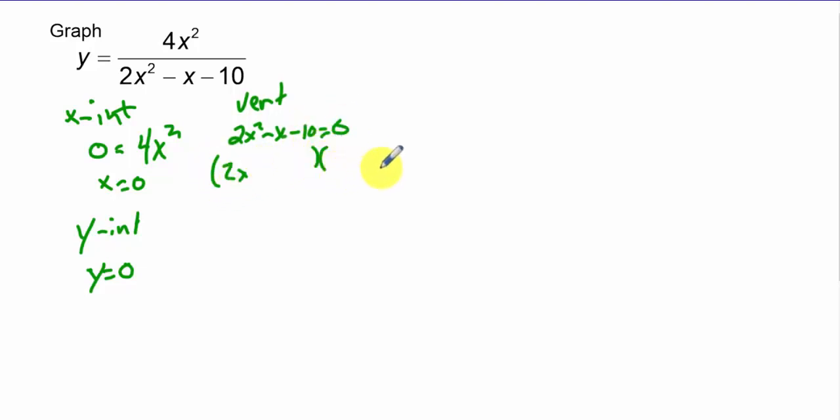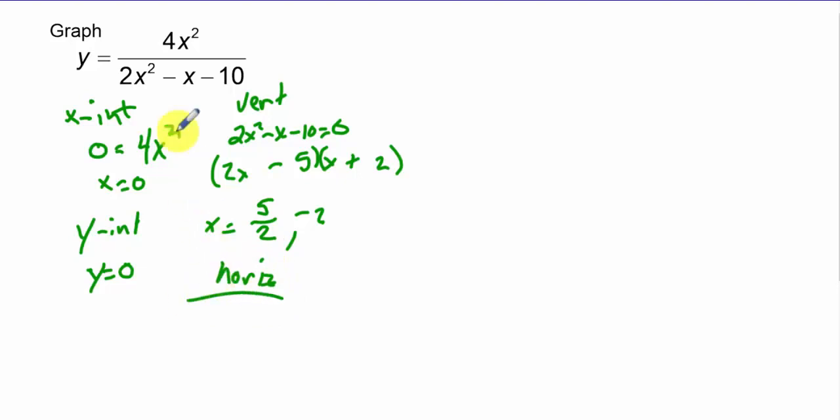Vertical asymptote, setting 2x squared minus x minus 10 equal to 0. Got 2x and x. I've got a 5 here and a 2 here. I need that 5 to be negative, 2 to be positive, so I have 5 halves and negative 2 for my lines on the vertical asymptote. My horizontal is just going to be, since we have the matching degrees, the division of the leading coefficients, which is 2.